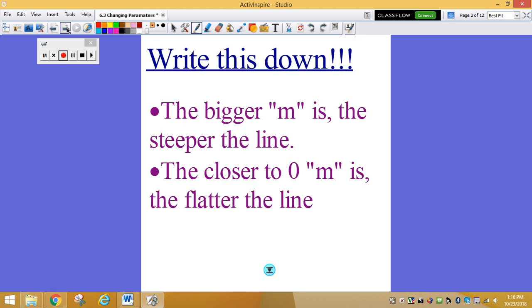So you need to write this down. The bigger m is, the bigger your slope, the steeper the line. The closer to 0 m is, the flatter the line. So pause it, write that down.